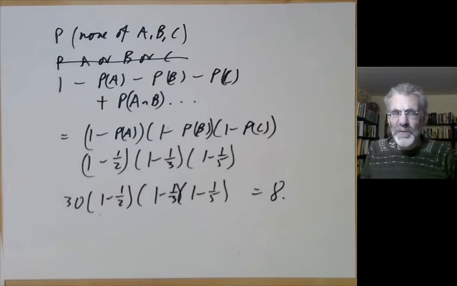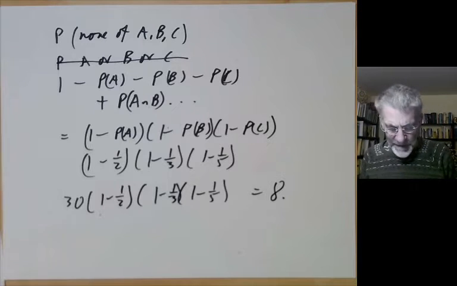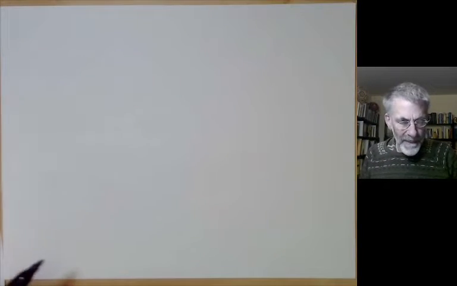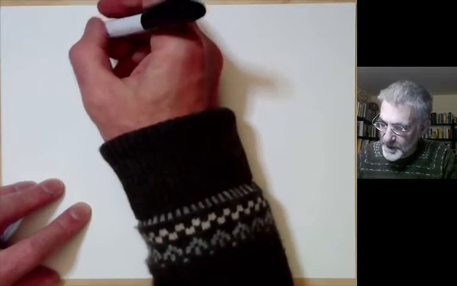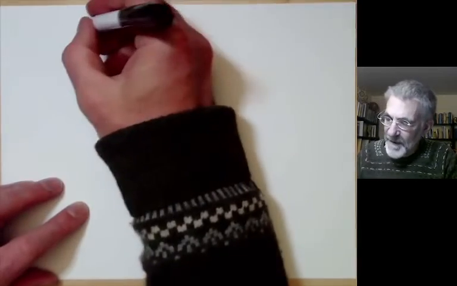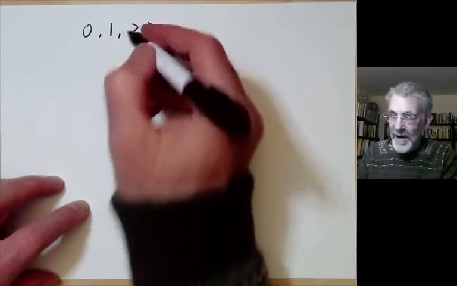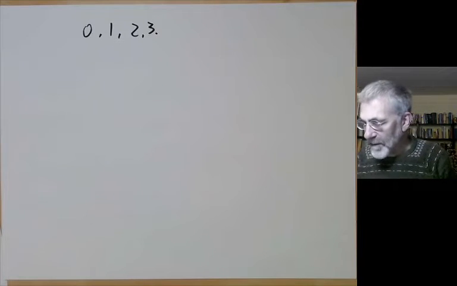So I mentioned that with probability arguments, you've got to be a little bit careful about independence. I want to give an example where three events are pairwise independent, but all three together are not independent. For this, I'm going to suppose there are four events. I'm going to call them 0, 1, 2, and 3, and they might be equally probable. So you might have a four-sided die.